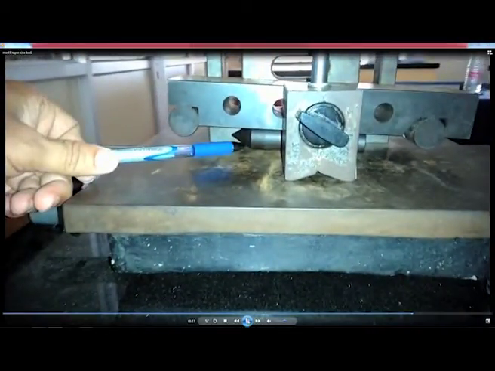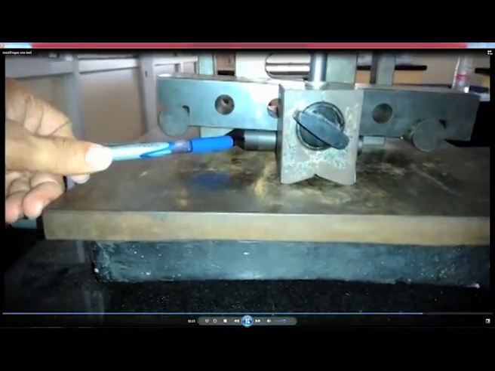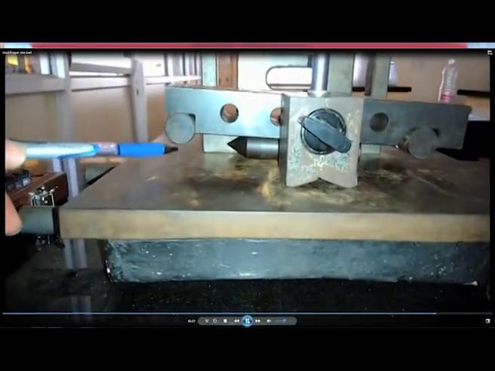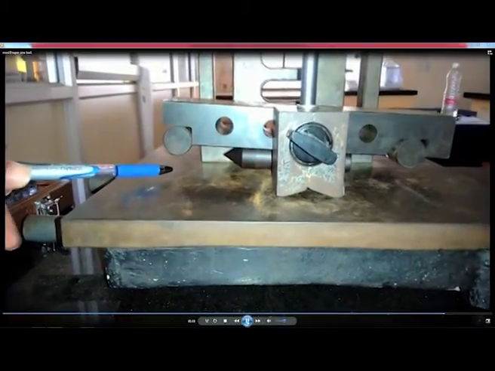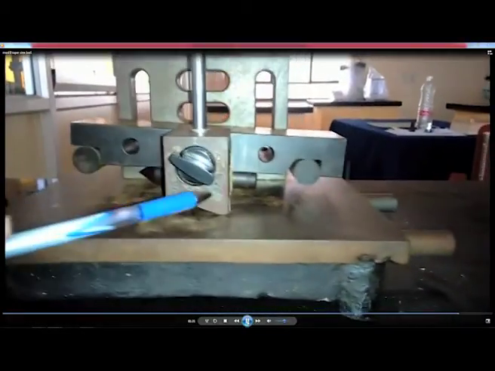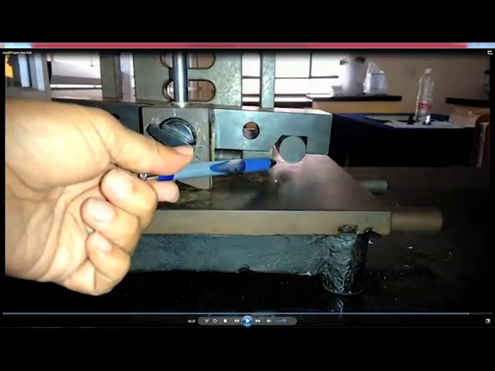Now, we can see the tapered component below the sine bar, and then this gap between the cylinder and the surface plate should be filled using slip gauges. So, that will give H1, height H1. And on the other side also we should fill the gap between this cylinder and the surface plate using slip gauges. So, that will give H2.